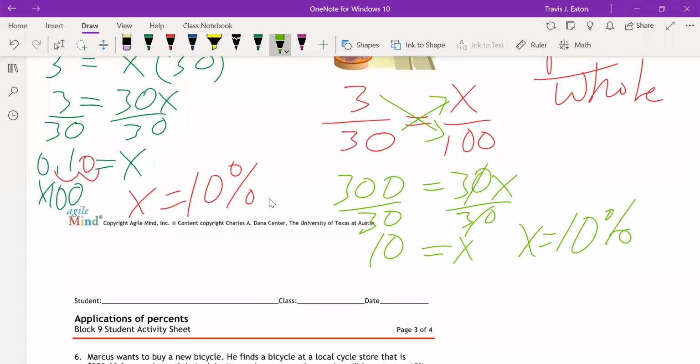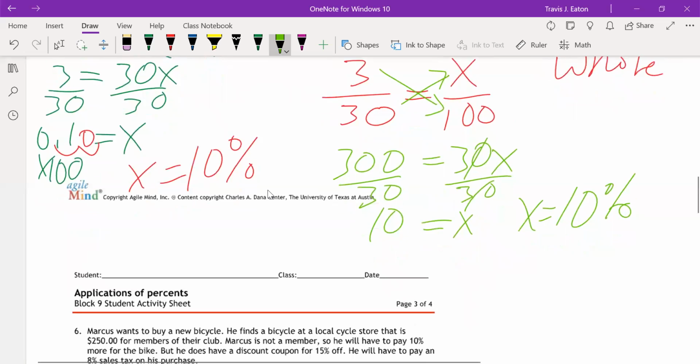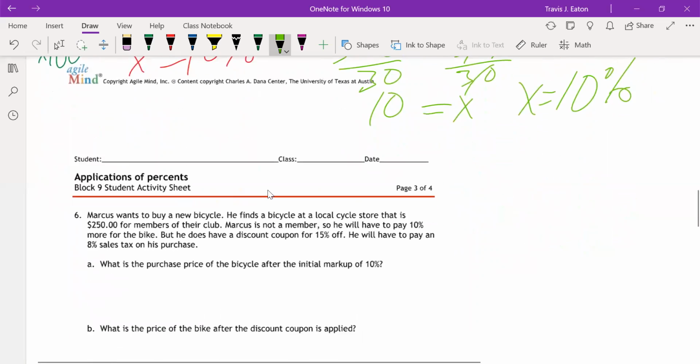All right, I see that correct response in the chat. Nice job. Okay, well, that takes us to question 6 then.